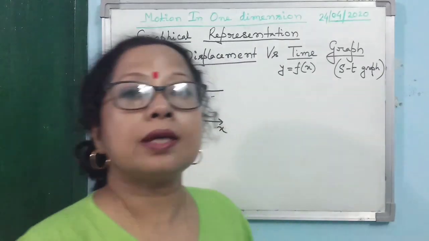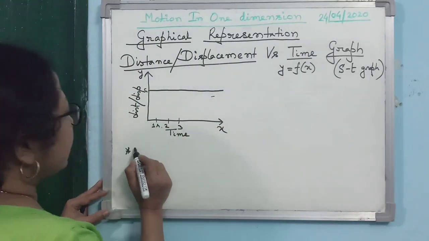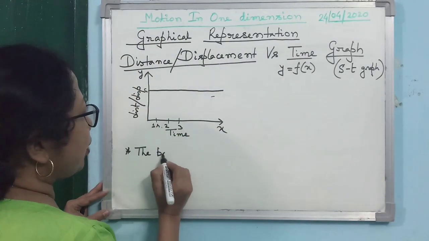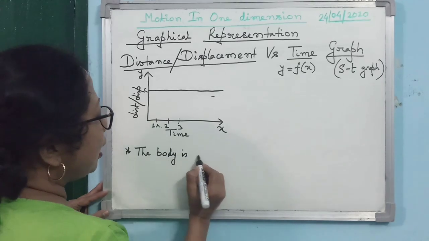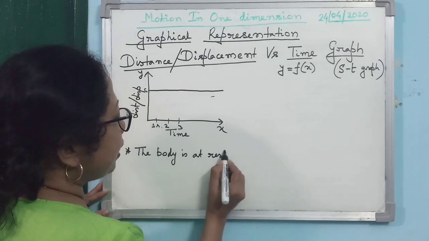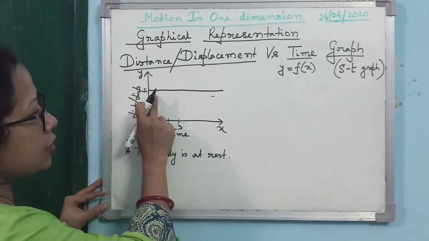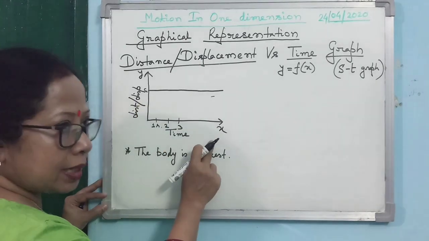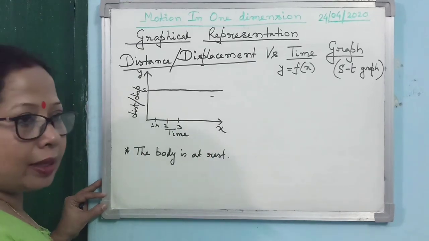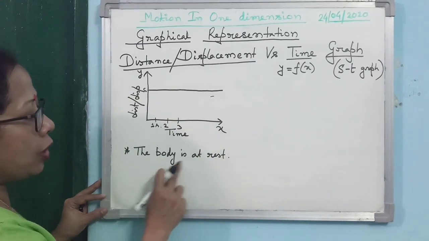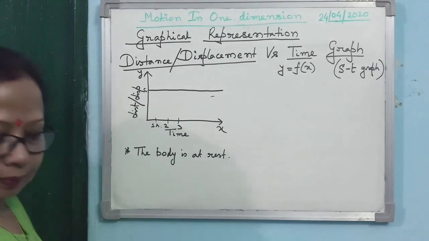Okay, so what is the meaning? The meaning is that the body is at rest. Clear? I hope you have understood. So I am repeating it. When the distance versus time graph, the ST graph, is a straight line parallel to the time axis, what does it indicate? It indicates that the body is at rest.